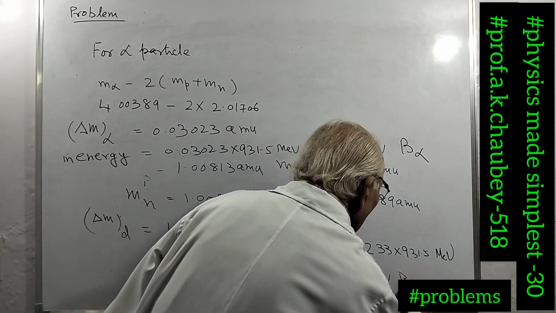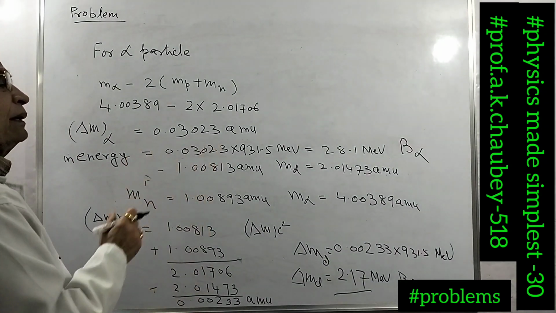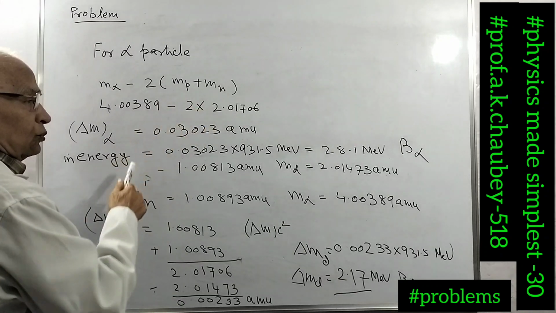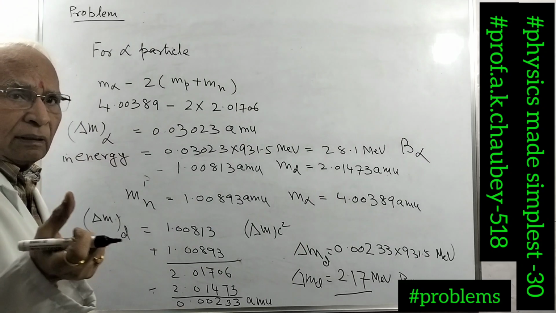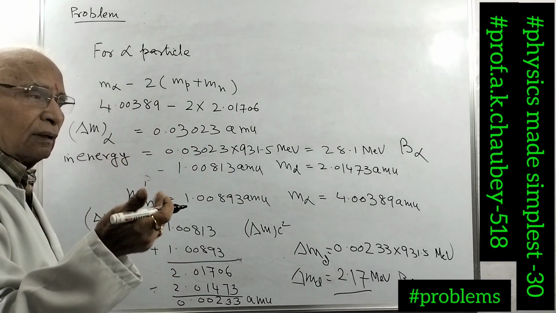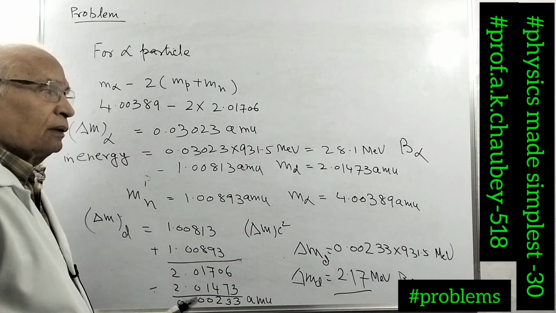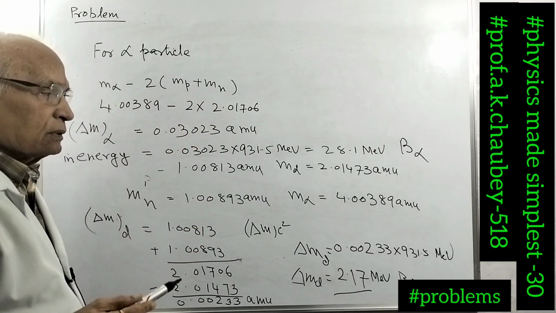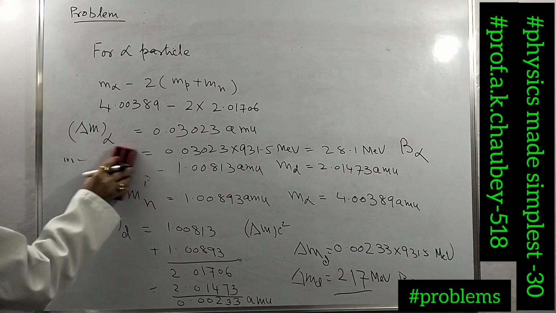Binding energy of the deuteron is this much. It means when an alpha particle is formed by combination of two protons and two neutrons, this becomes a bound system, a negative energy state, where you have to supply energy to make the nucleons free. So that much energy is required. This much energy is given to break the alpha particle system into four nucleons. Good.